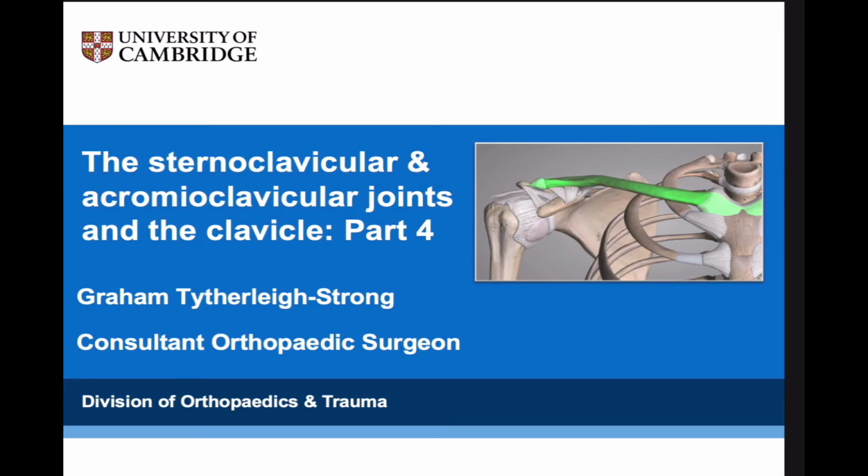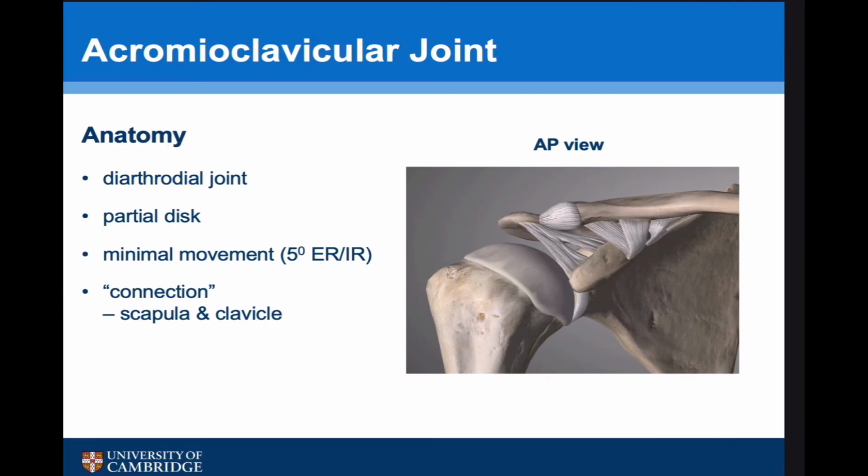This is the fourth, and I'm sure you're pleased to hear, the final part of the ACJ and clavicle series for sports medicine. And in this part we're going to focus on the acromioclavicular joint. So this is a diarthrodial joint which has got a partial disc which pretty much disappears, and unlike the sternoclavicular joint really doesn't cause any issues.